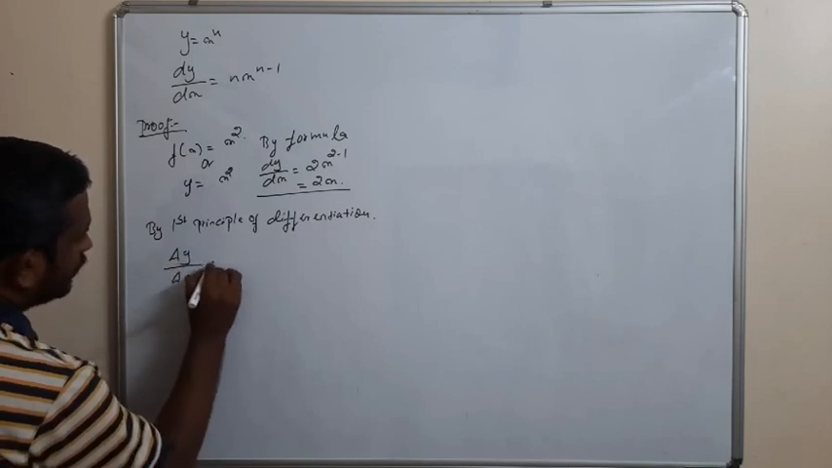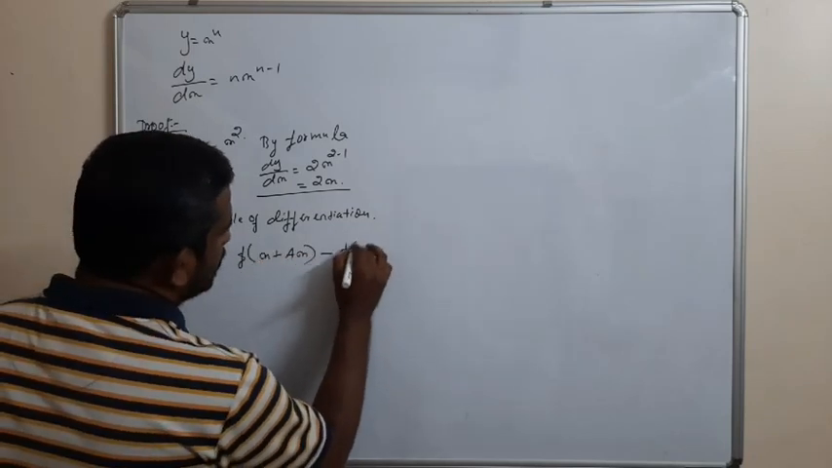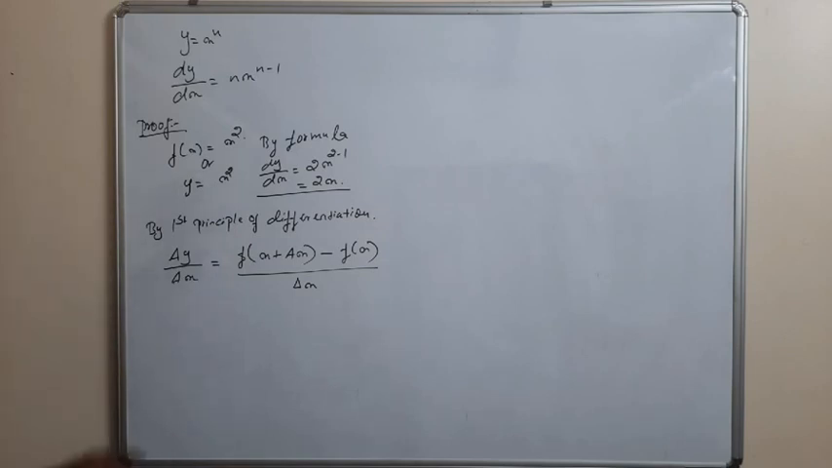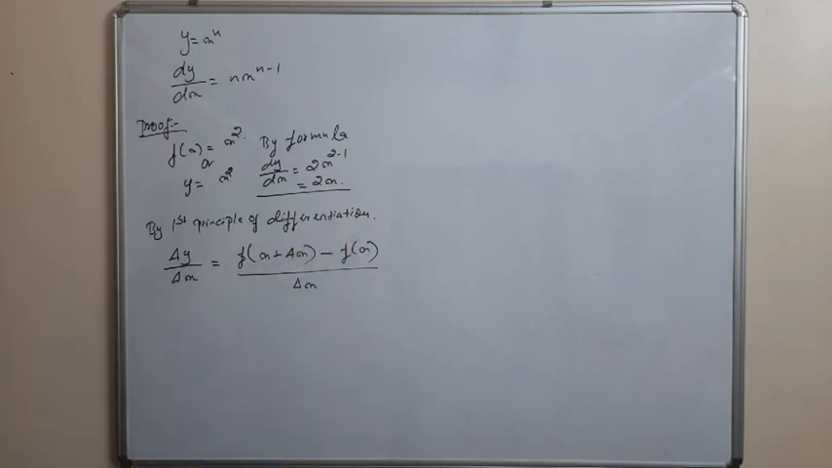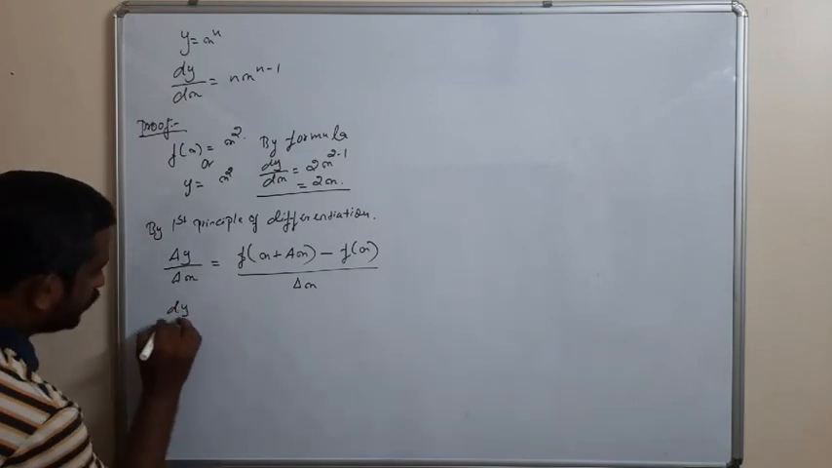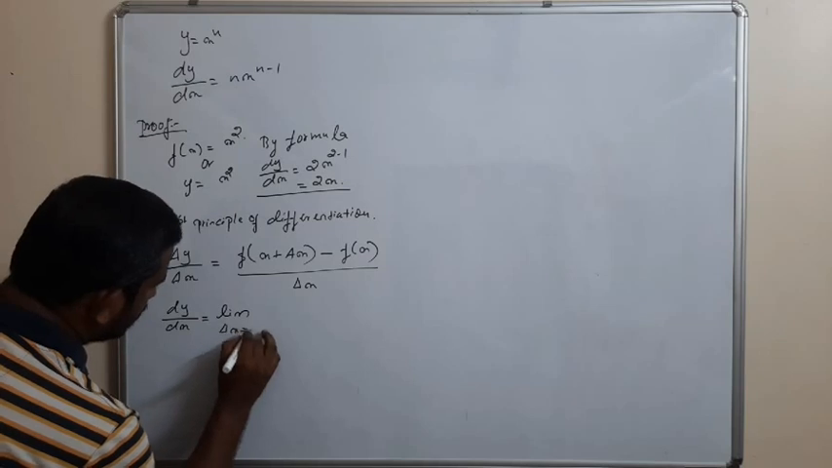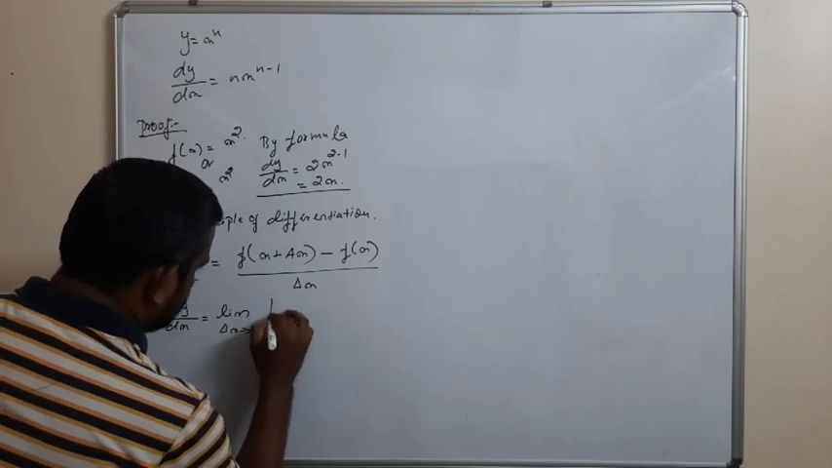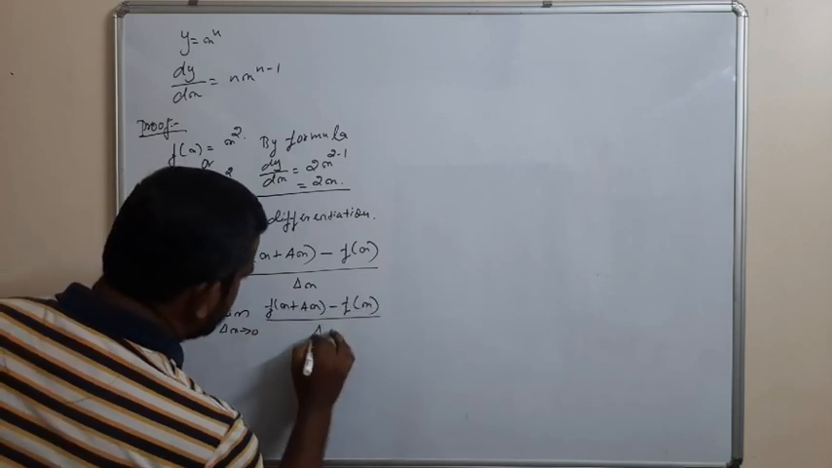Delta y by delta x equals f of x plus delta x minus f of x, divided by delta x. Okay. Delta y is equal to f of x plus delta x minus f of x. So dy by dx equals the limit as delta x tends to 0 of f of x plus delta x minus f of x divided by delta x.